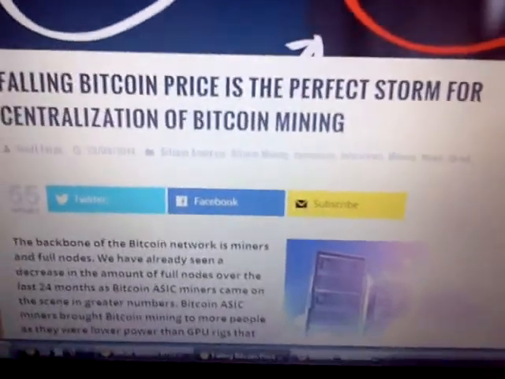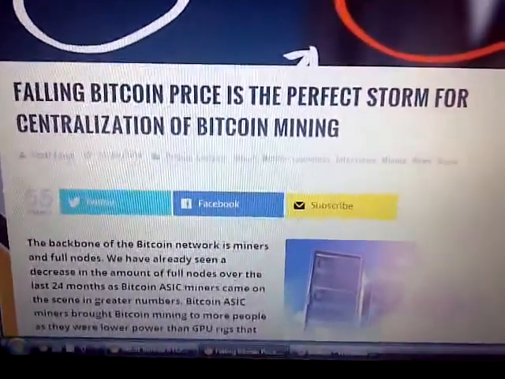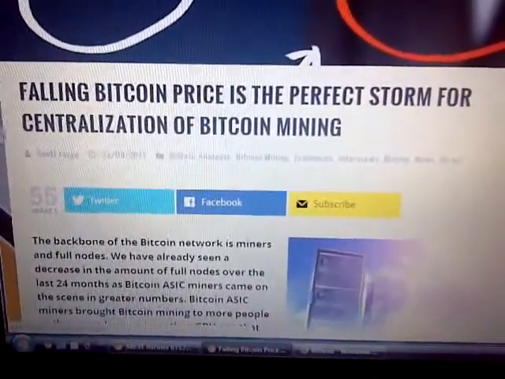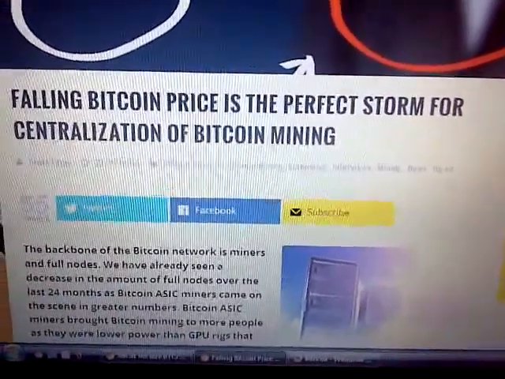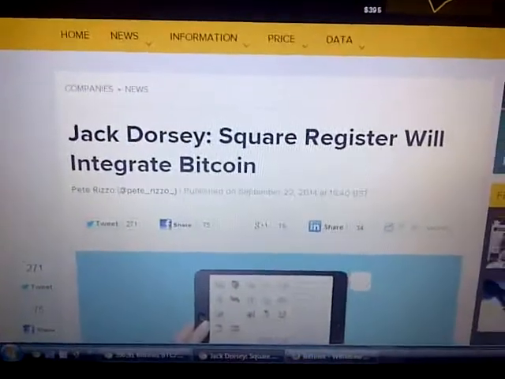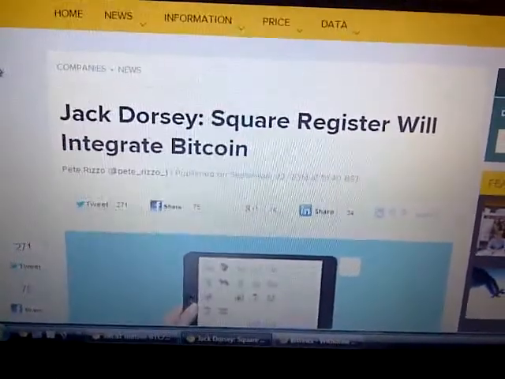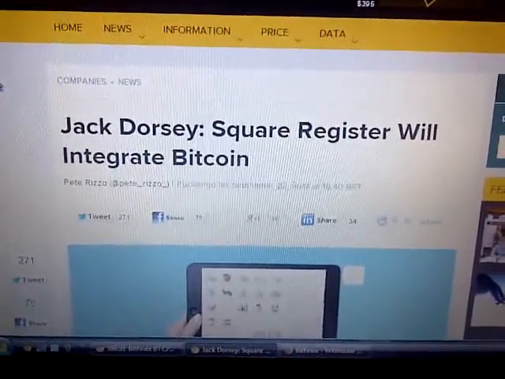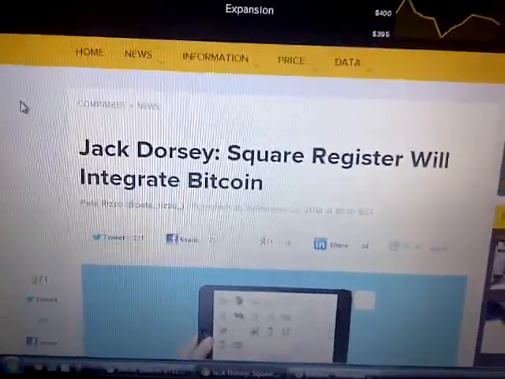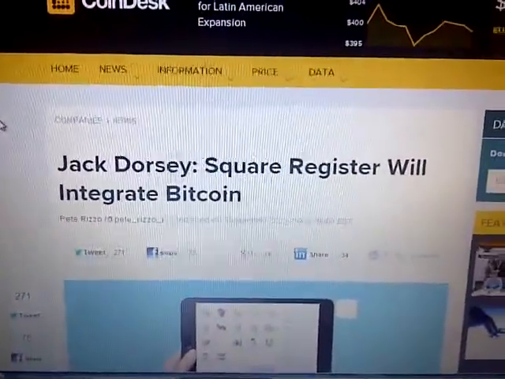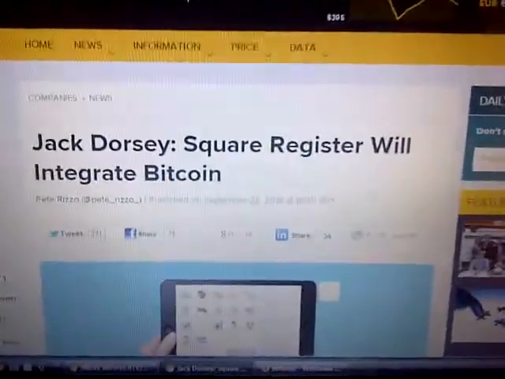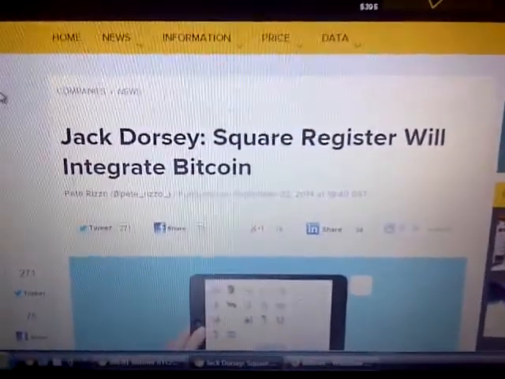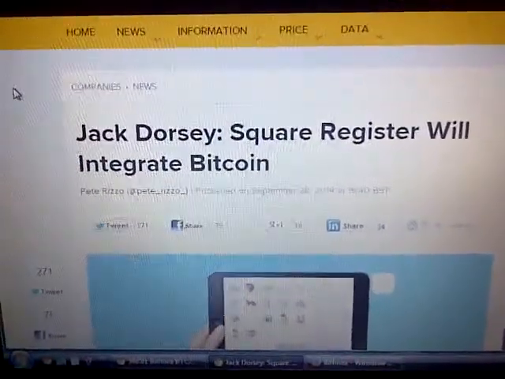Short term, it sucks for anybody who's mining, small miners, mid-sized miners, but long term, it's probably going to work out for the best. And then, of course, yeah, you're going to start seeing a lot more integration. I just think that Bitcoin is going to become more and more prevalent.